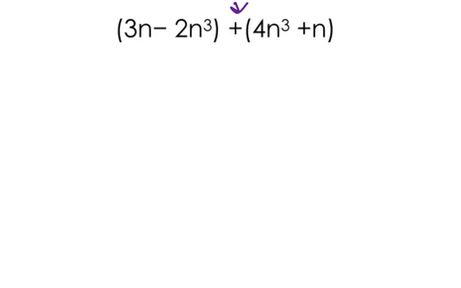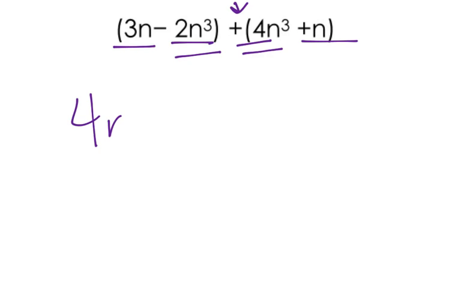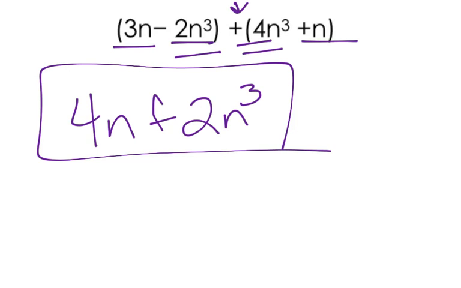The plus is doing nothing. 3n and n will combine. Negative 2n to the third and positive 4n to the third will combine. 3 plus 1 is 4n. Negative 2 plus 4 is plus 2n to the third. And you're done.